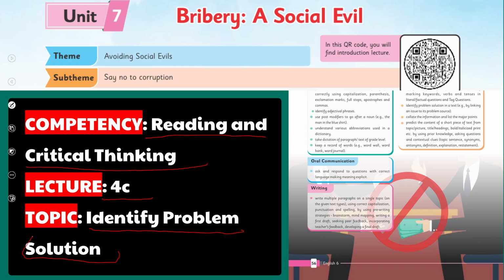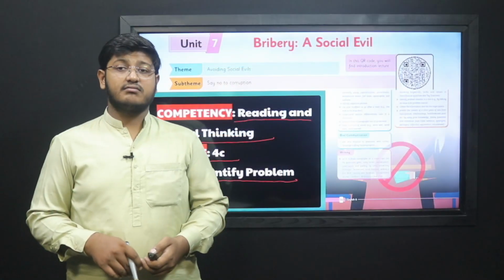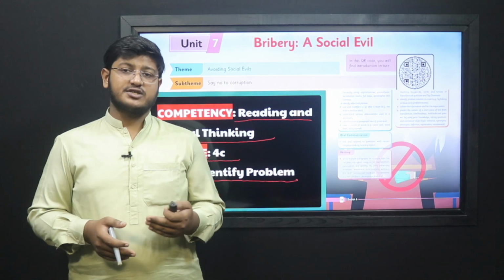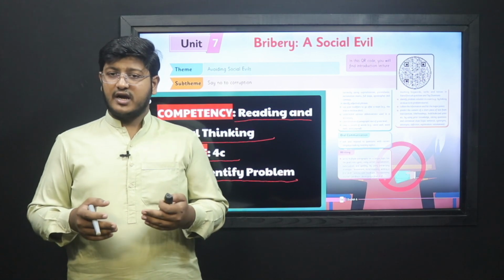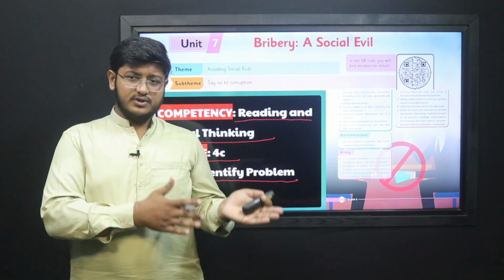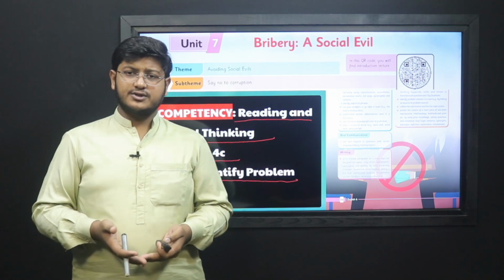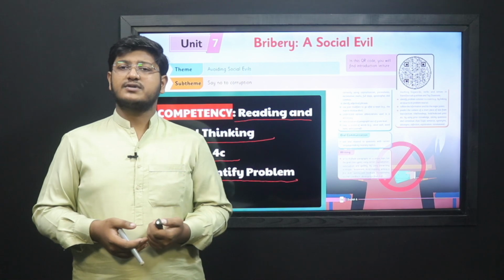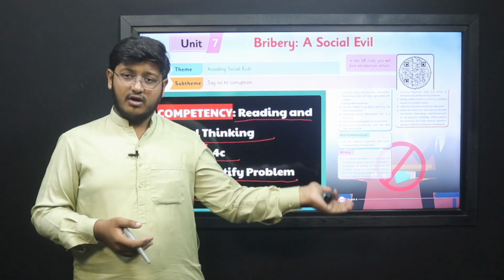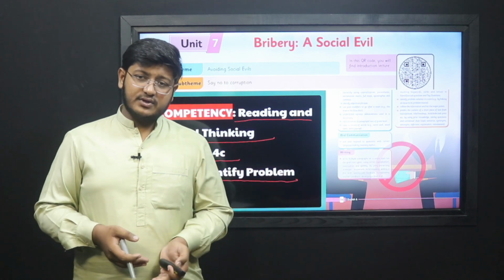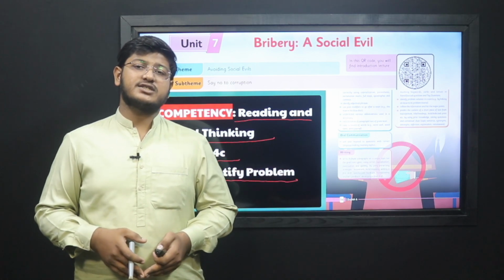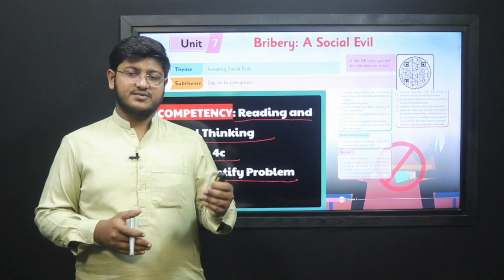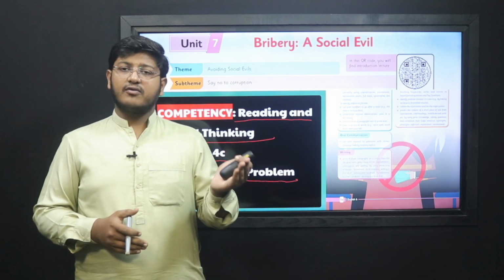So identify the problem solution, not in a general manner but from the non-fiction text. We have two categories of text, one is fiction and one is non-fiction, and we have to read both types of text in our course or in our book. This chapter, Bribery, a Social Evil, is our text from the non-fiction category. While reading the non-fiction text we have to identify the problem or the main theme which is presented in the text, and then we have to find the solution.